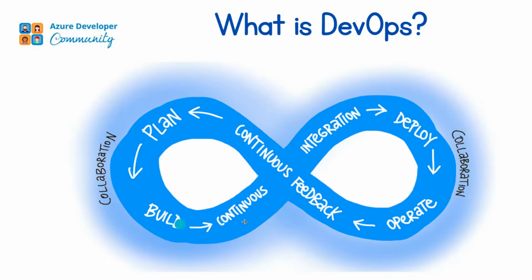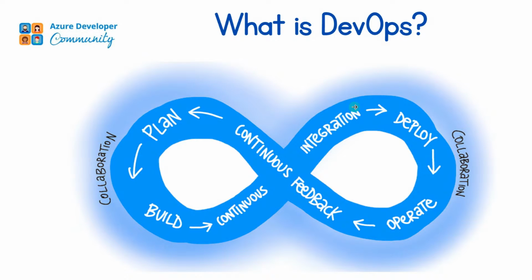So that is, we can say, and this loop is infinite. That's why the symbol is like an infinity symbol, right? We can say that. So what is DevOps? The word DevOps is made from two words, Dev and Ops. Dev means developers and Ops means operations. So in that we are collaborating both teams, the developer team and the operations team as well.